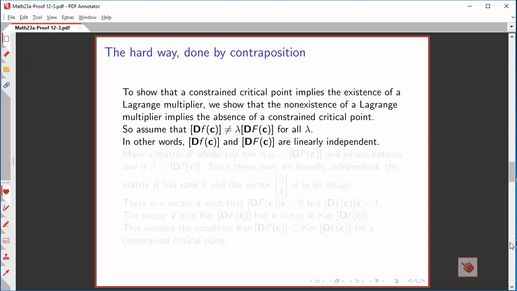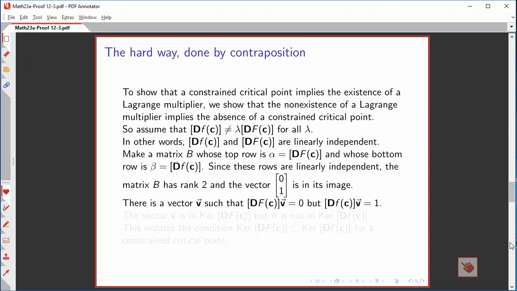There's no lambda such that d little f is a multiple lambda of d capital F, or in other words, these two Jacobian matrices are linearly independent. One is not a multiple of the other. So we make a matrix whose top row is d capital F, the Hubbard's notation for that is alpha, and whose bottom row is beta equal to d little f. We're assuming these rows are linearly independent because no Lagrange multiplier exists, so this two-row matrix has rank 2.